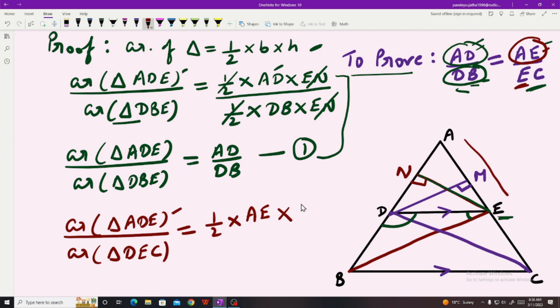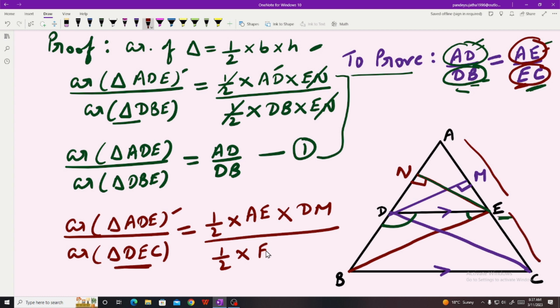And as I said, if the base is AE, then the corresponding height will be DM. That is the perpendicular drawn from the vertex which is opposite to the base. That will be the height. So here the height is DM. Now, for the area of triangle DEC, half into base, we want it as EC. So we are going to write the base as EC into now height.